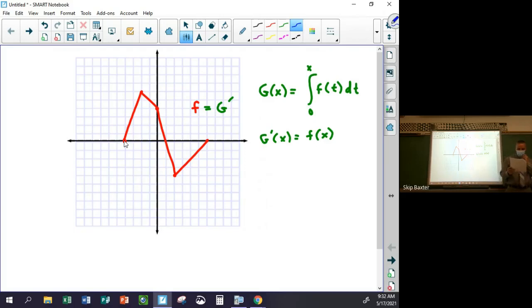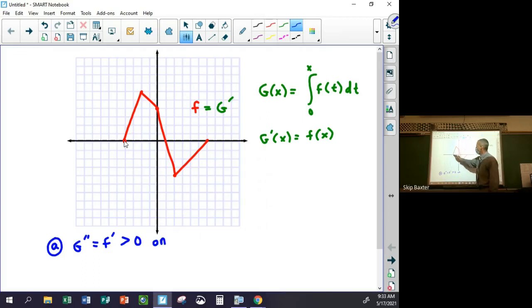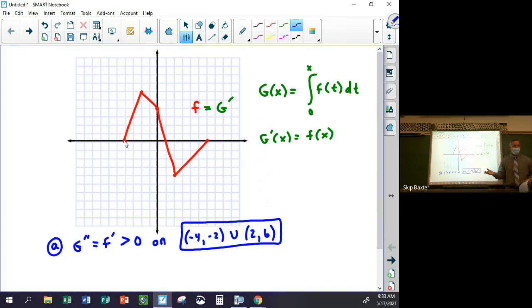Okay. So then it says, on what open intervals is g concave up? So what are you going to look for there? You're going to look for f prime and where that's positive, right? Because f prime is g double prime. So for A, you would say g double prime equals f prime is positive on, and then you just give the intervals. So it would be from -4 to -2, in addition to 2 to 6. And that's it, right? Okay.